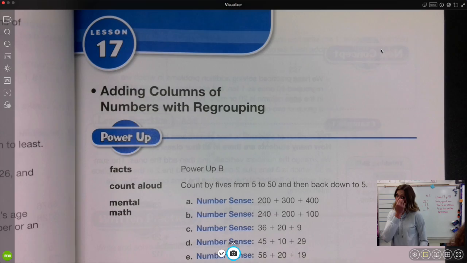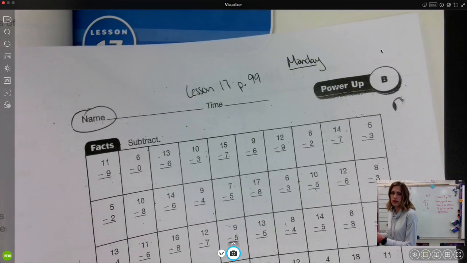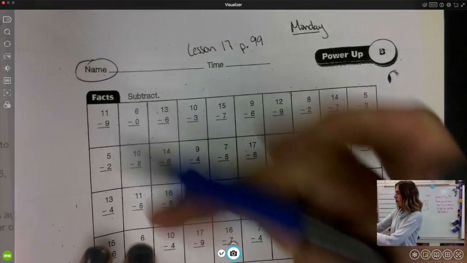Good morning, third grade. Today we're on lesson 17. Our power up for today was in your Monday folder. It looks like this. Lesson 17 starts on page 99. Make sure you get your name at the top.